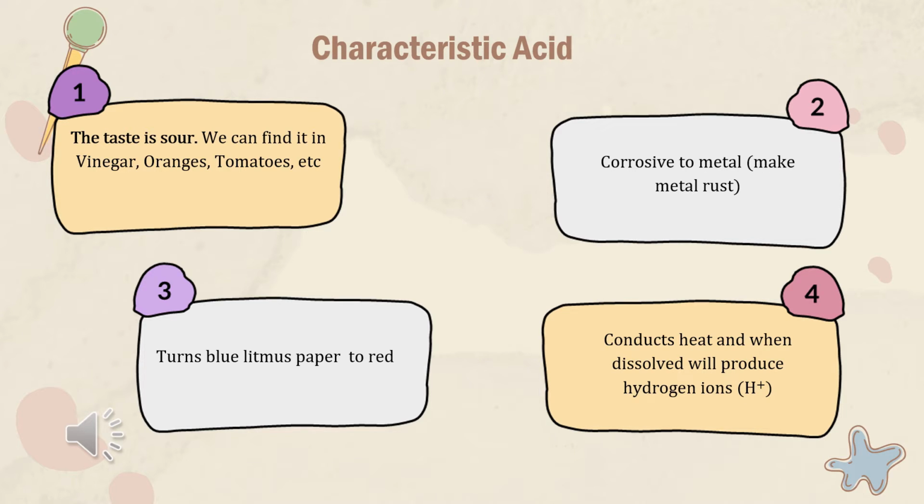And the second characteristic of acid is that acid can make metal rust, or it is corrosive to metal. And the third, it turns blue litmus paper to red, or when we use red litmus paper, the litmus paper stays red. And the last is it conducts electricity, and when dissolved it produces hydrogen ions or H+.